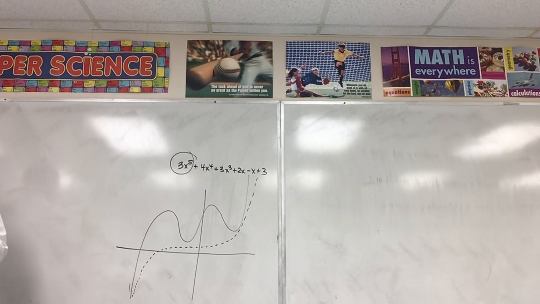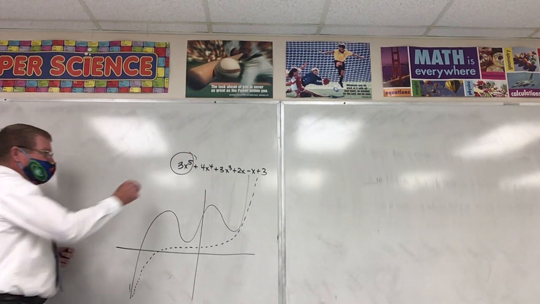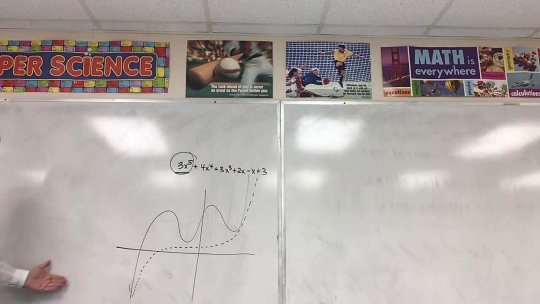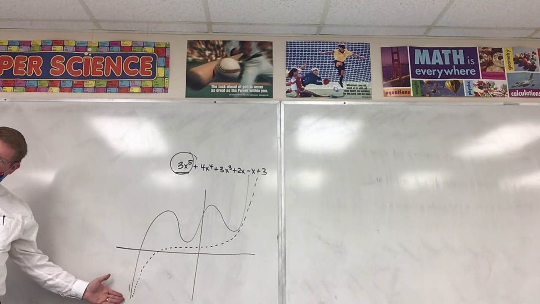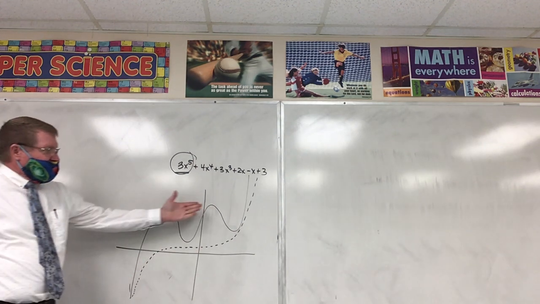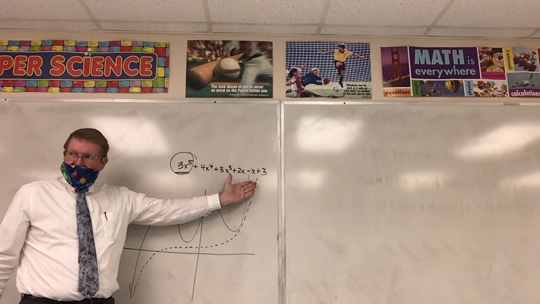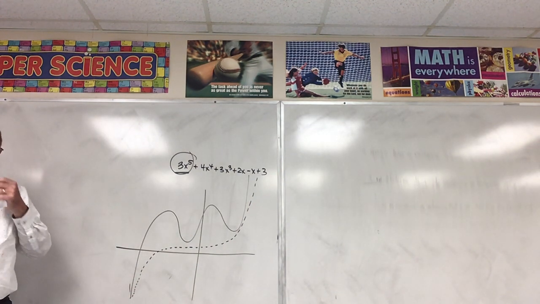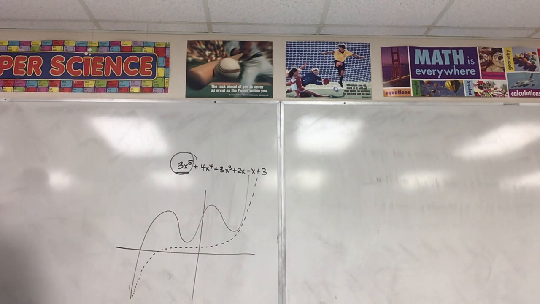So what would be my end behavior model? My end behavior model would be the 3x to the fifth. On the left extreme, my graph behaves like 3x to the fifth. On my right extreme, my graph acts like 3x to the fifth. So that would be my end behavior model. A lot of times my leading term is my end behavior model.